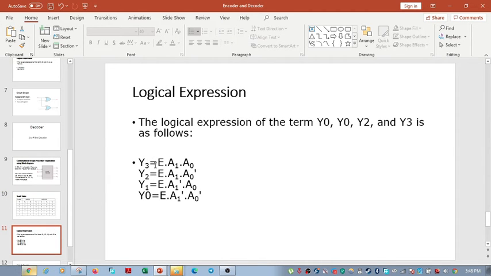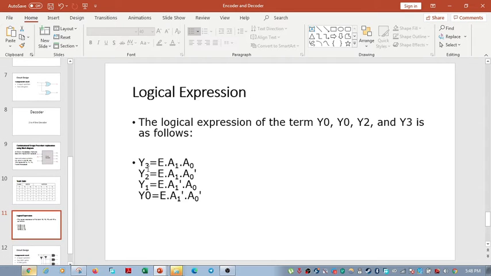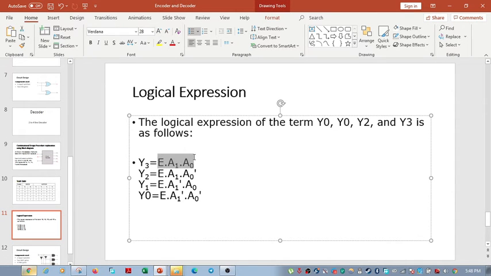y3 equals e times a1 times a0. Here e is considered as 1. y2 equals e times a1 times a0. y1 equals e times a1 times a0. And y0 equals e times a1 times a0. So we have the same kind of expression for all the outputs.